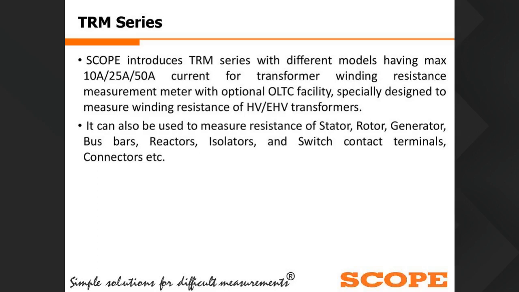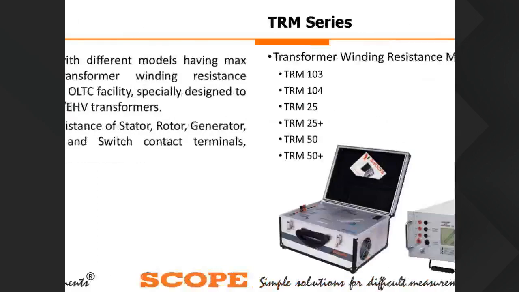Also, we have an optional facility for OLTC healthiness checking. It is specially designed for the measurement of resistance up to 765 kV in HV and EHV transformers. It is also used to measure the resistance of stator and rotor windings, generators, bus bars, reactors, isolators, switching contacts, terminals, and connectors. These are the applications of our TRM series.